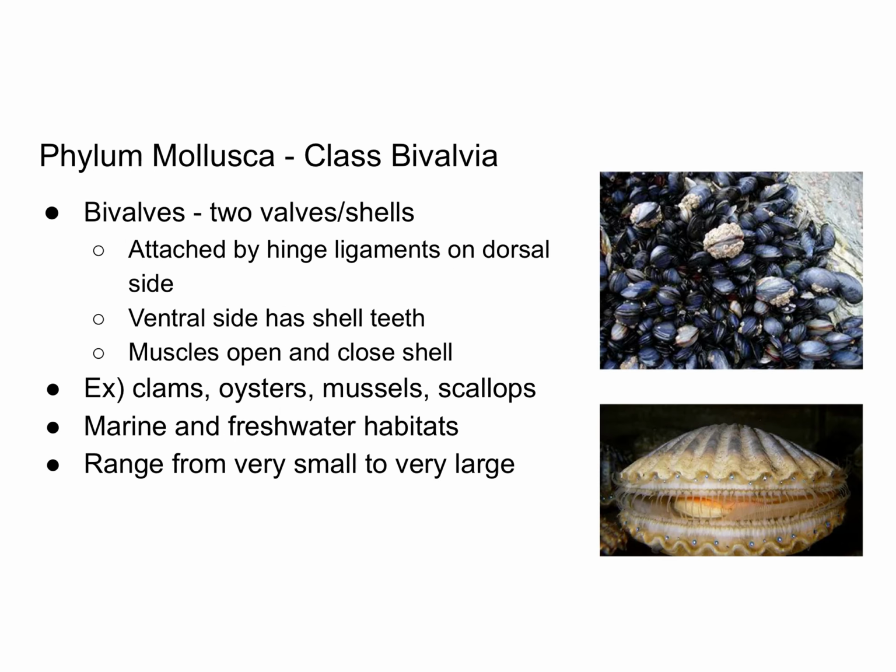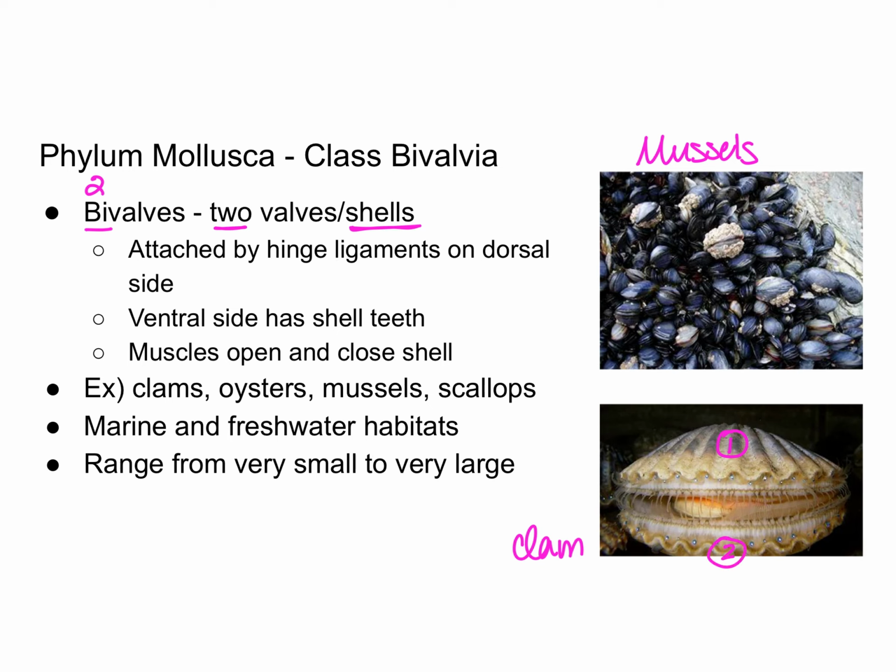Class Bivalvia is another subgroup of this phylum Mollusca. Bivalves, so bi means two. And so bivalves have two valves, or really you would probably more commonly refer to it as two shells. So you can see here, these are mussels. And this is a clam down here. And you can see that they have two shells. The clam is a little bit easier to see.